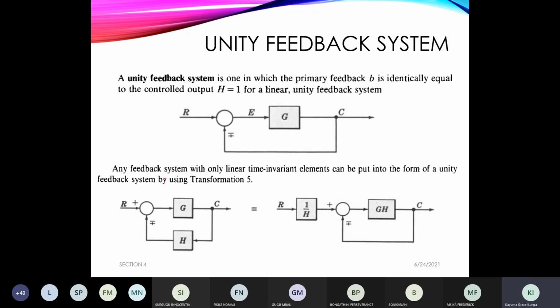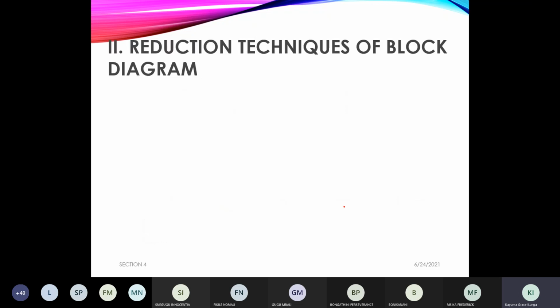Then the example here, down here, they give us a feedback system where we have H as a feedback. Then they ask us to convert this one into a unit feedback system. So this is the transformation that you can do to get this one into a unit feedback system. This is part of the transformation that we are going to see later when we need to do transformation of the transfer function.